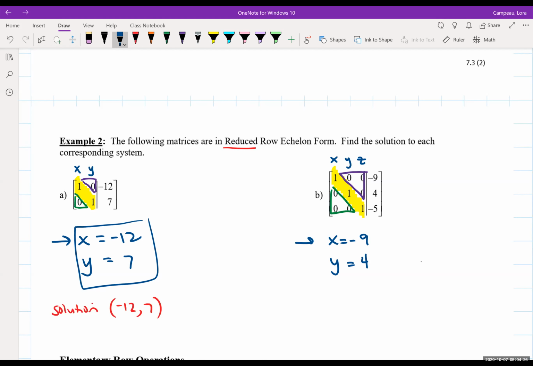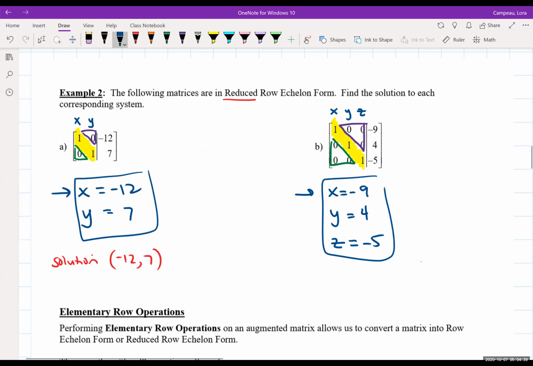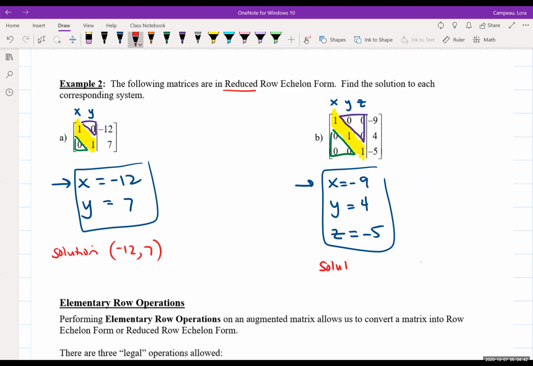Your third equation comes from the third row. That'll be 1z equals negative 5. Noticing that there are zeros in the X and Y column. So these are the solutions for your system. And again, if you're asked to write the solution as an ordered triple, just remember, X comes first, Y comes second, and Z is last. And that's a very nice way. If your matrices are in reduced row echelon form, it's a lot quicker and a lot less math to figure out what the solutions are.